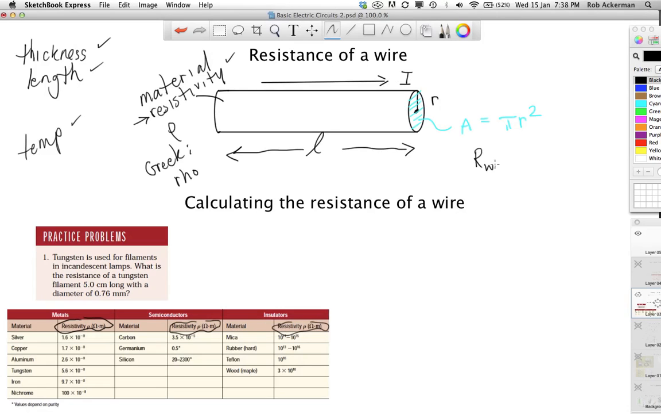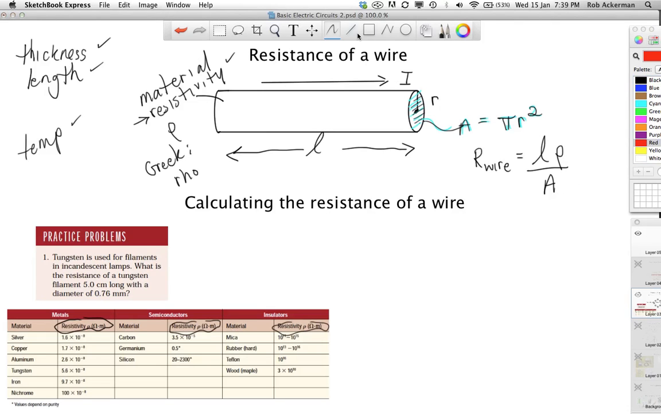The resistance of a wire increases with length, so we should have L in the numerator. It increases with resistivity, so we should have rho in the numerator. But it decreases the bigger the wire gets, so it should have A, pi r squared here. Sorry, I wrote that in a blue or an aqua color that's a little hard to see. It should have A, pi r squared, in the denominator.